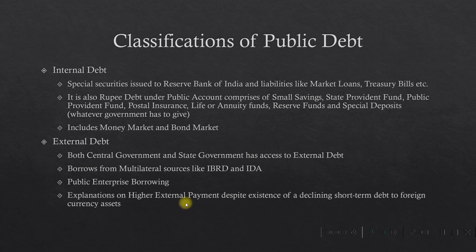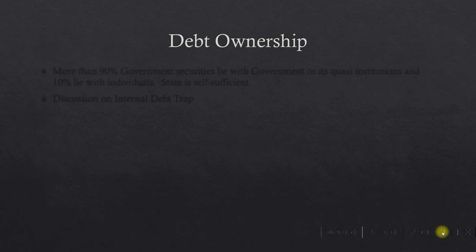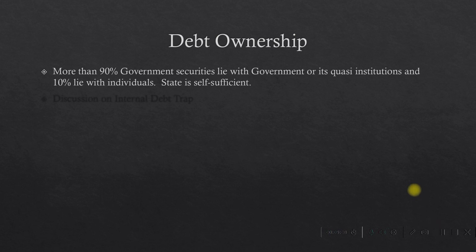Now, this concludes the classification of public debt. We'll move on to the next section, which is debt ownership. So more than 90% of government securities lie with the government or its quasi-institutions, and 10% lie with individuals, which would mean the state is self-sufficient. So that is what is to be said about debt ownership.